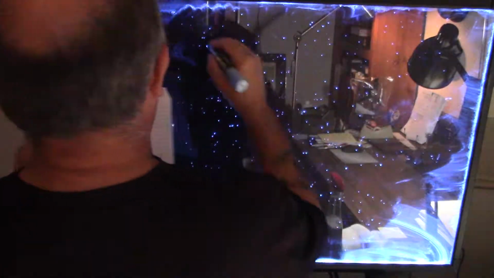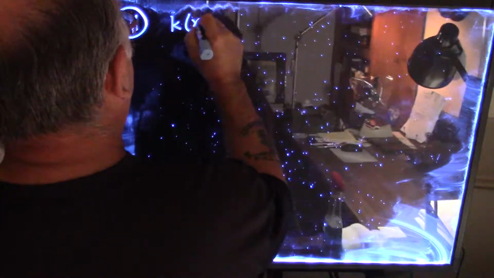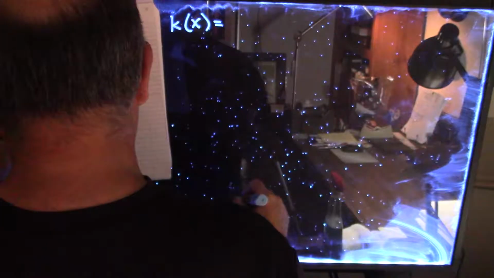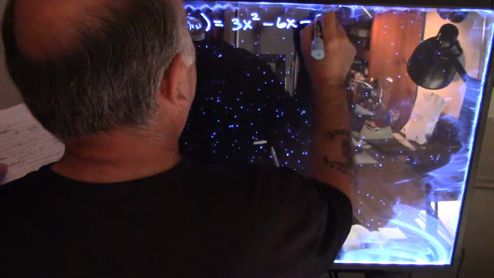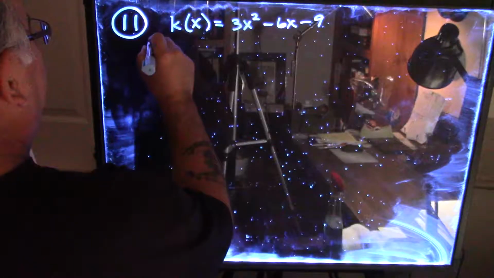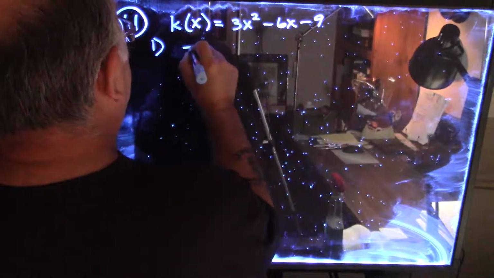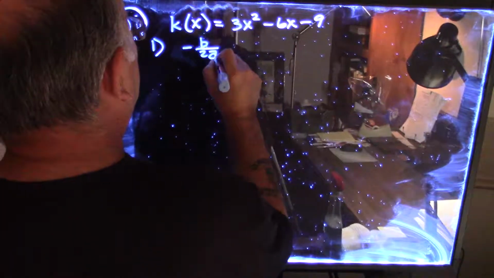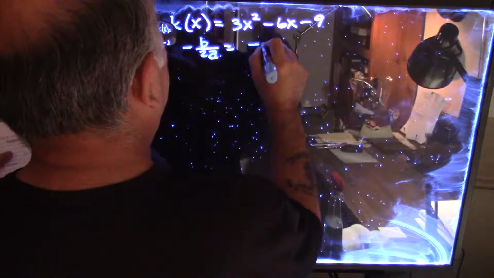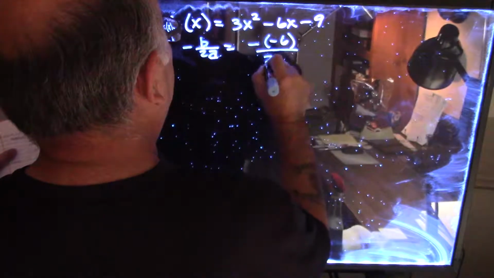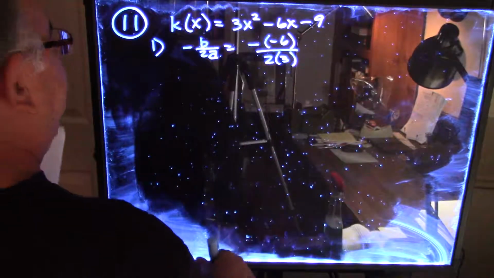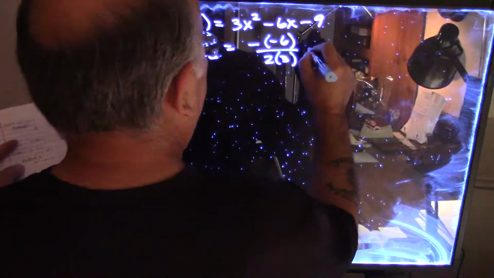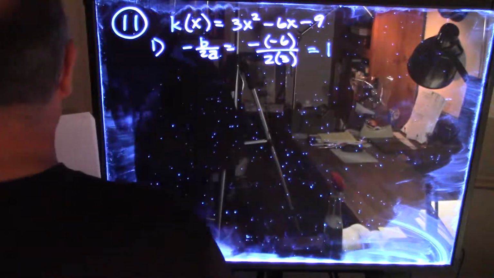Number 11, we have k of x, k of x is equal to 3x squared minus 6x minus 9. So here's method 1. We have negative b over 2a equals negative of negative 6 over 2 times 3. So that multiplies out to 6, and that'll cancel that 6. And a negative of a negative is positive, so it's just 1. Alright, that's not too bad.